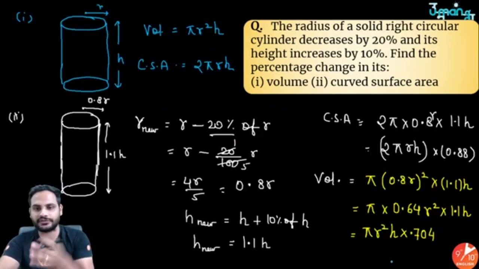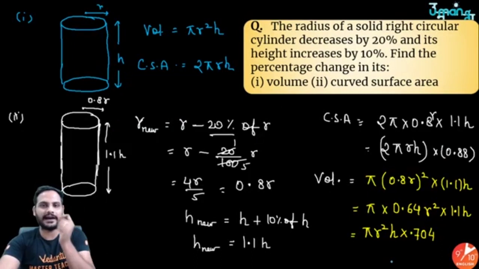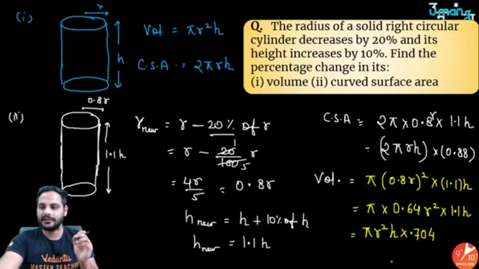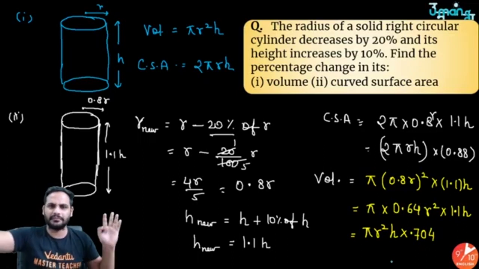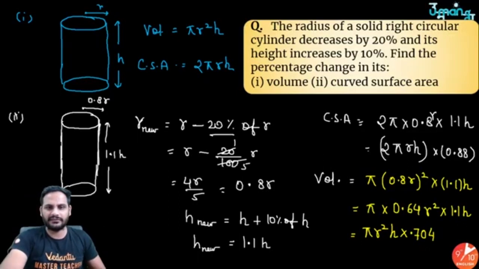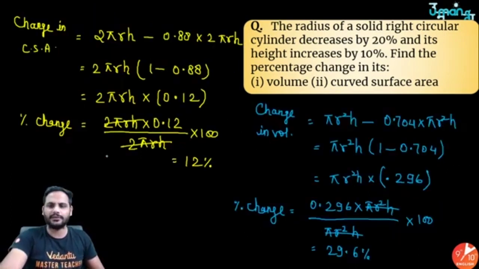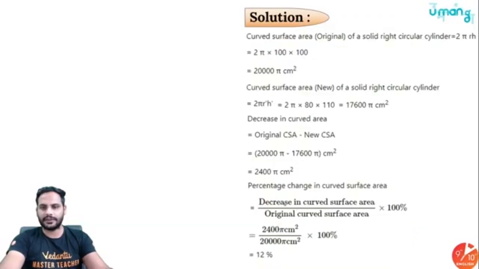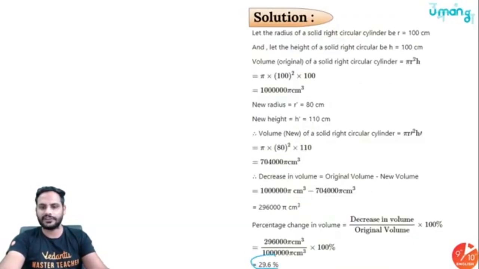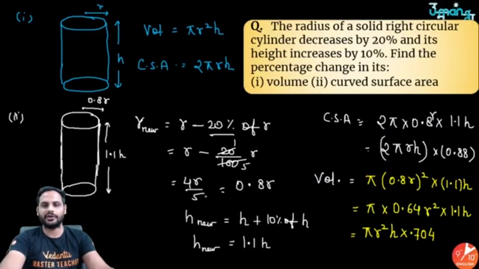So this is the best approach to solve these kinds of questions. The calculations are the easiest, because we see some of the students assume the radius to be 100 and the height to be 100. In that case the calculation becomes difficult, it becomes bigger. Then the radius you will get as 80 and the height will be 110, so you have to calculate more. In this way, the calculations are quite less. Got it? The answer is that in CSA the change is 12% and in volume the change is 29.6%. Got it? See here, you were dealing with so many big numbers and you have solved it so easily.